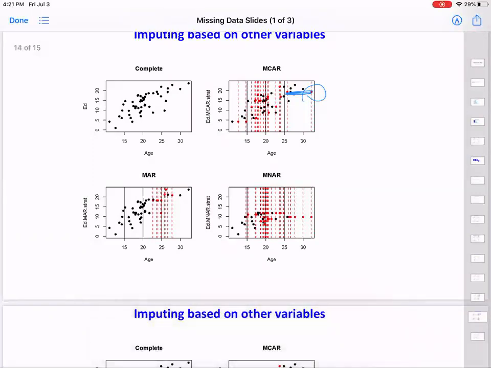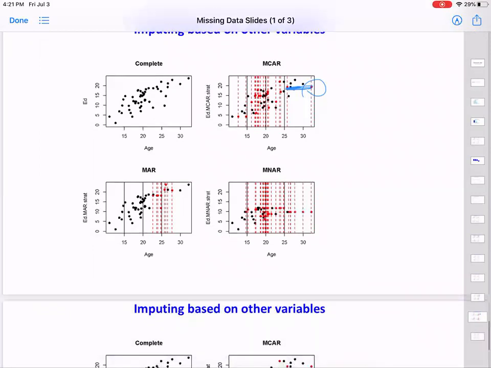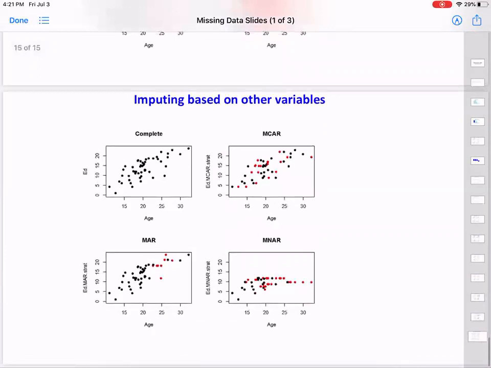Okay, so you can see I did that for missing completely at random. I also did it for missing at random and for missing not at random. And if you take away those red dotted lines, which are a bit distracting, then here's what we have. Now this looks really good for missing completely at random, right? I have maintained the relationship.